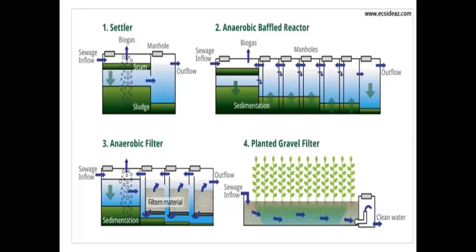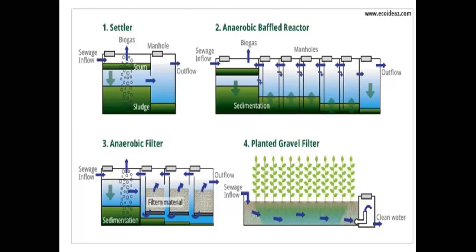Whenever you are going to use the root zone technology, you need to classify the treatment process into four parts. The first one is the settler part, where the sewage inflow enters. Then the sludge is allowed to settle down at the bottom, and the supernatant liquid is allowed to flow towards the anaerobic baffled reactor. In the anaerobic baffled reactor, the wastewater treatment is performed anaerobically, in the sense of in the absence of oxygen.